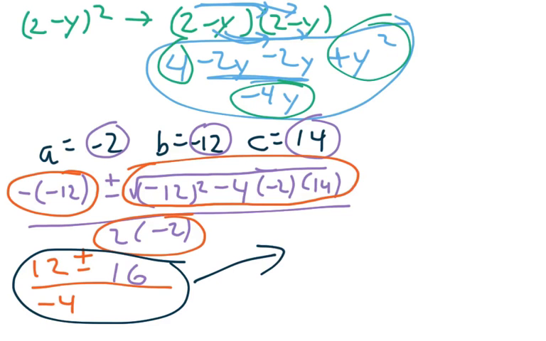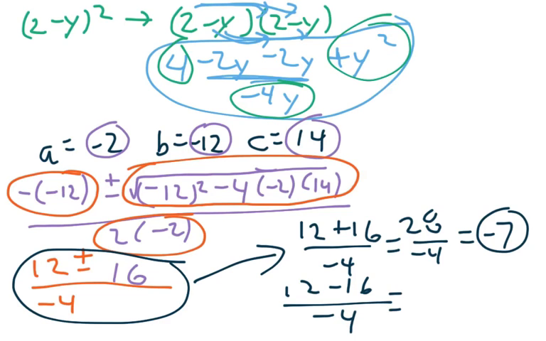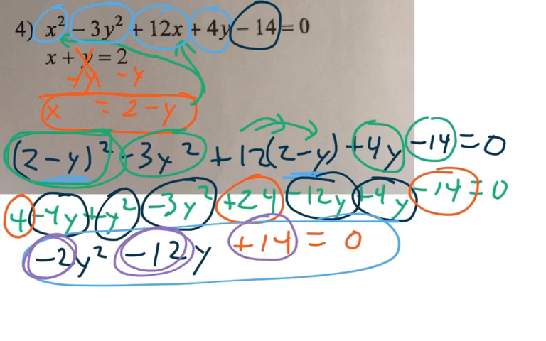Okay, so I know it's 12 plus or minus 16 over -4. So let's kind of move this over here. And notice I'm going to therefore do 12 plus 16 and divide by -4, which of course is 28 divided by -4, which is -7. And then I'm also going to do 12 minus 16 divided by -4, which is -4 divided by -4, which is +1.